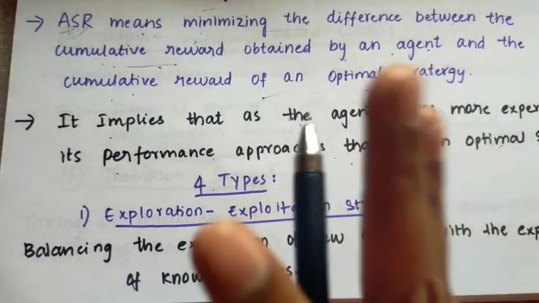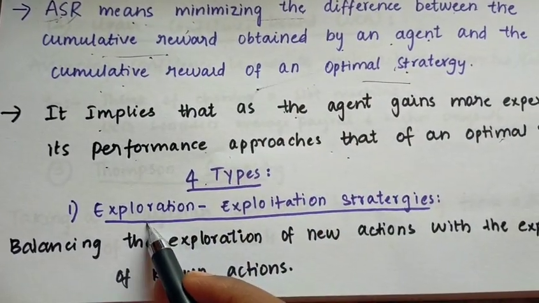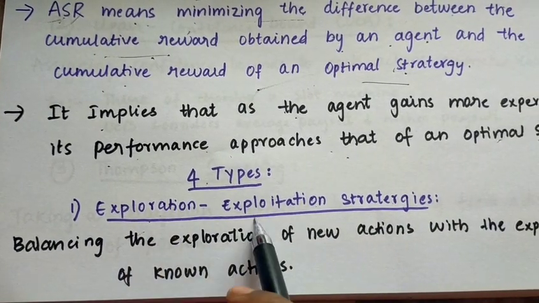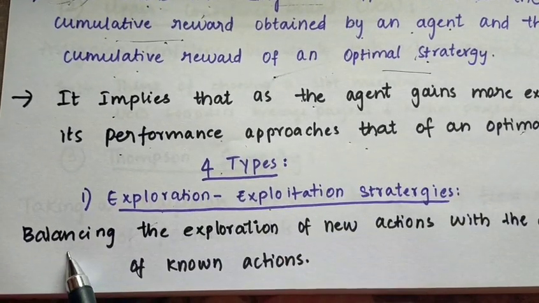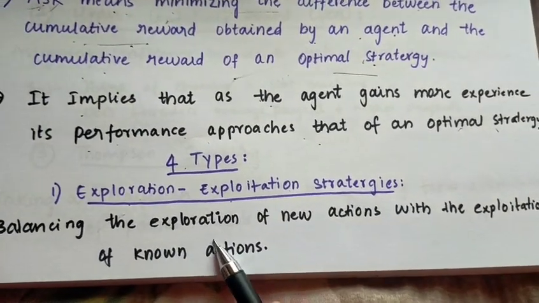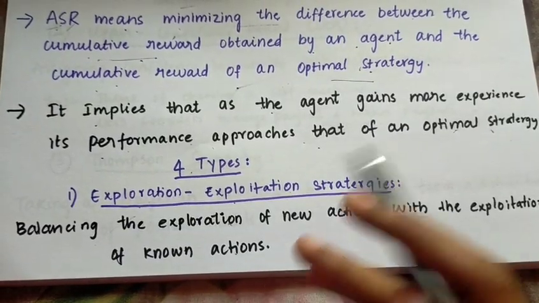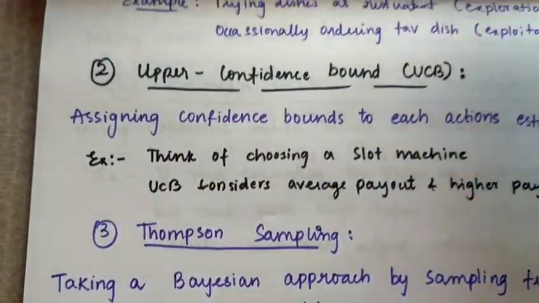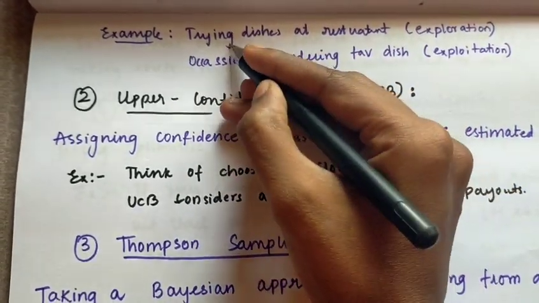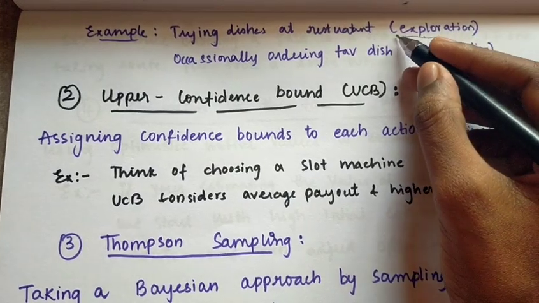These 4 types I'll explain to you with some examples so that you can remember them easily. The first one is exploration and exploitation strategies. This is nothing but balancing the exploration of new actions with the exploitation of known actions. Now I'll explain with an example. Suppose you're going to a restaurant and you want to try some new dishes. That is exploration. You're ordering some new dishes.